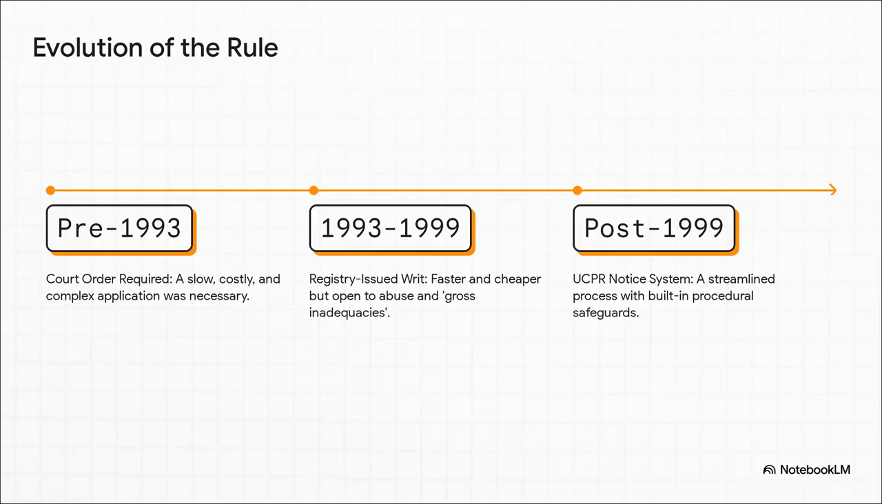So way back, before 1993, you had to make a full-blown court application. It was slow, it was expensive. Then from 93, they brought in a new system where the court registry could issue a writ without a hearing. It was way faster, but it was wide open to abuse. The modern UCPR system we have now tries to find that perfect middle ground. It's streamlined, so you don't need a court application up front, but it has all those procedural safeguards we've been talking about to protect non-parties.